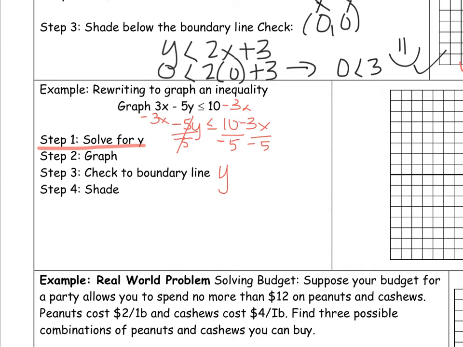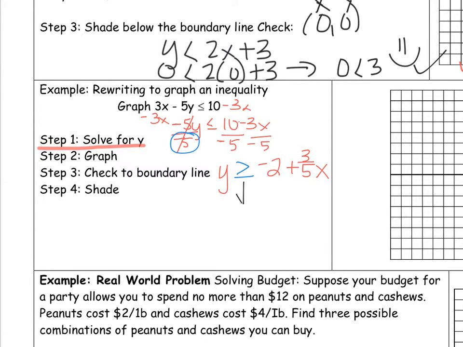And because we're dividing by a negative right here, this is going to flip my inequality sign from a less than or equal to a greater than or equal to. 10 divided by negative 5 is negative 2, and then a negative 3 divided by a negative 5 is going to give us a positive 3/5, and that's our slope, a positive 3/5 x.